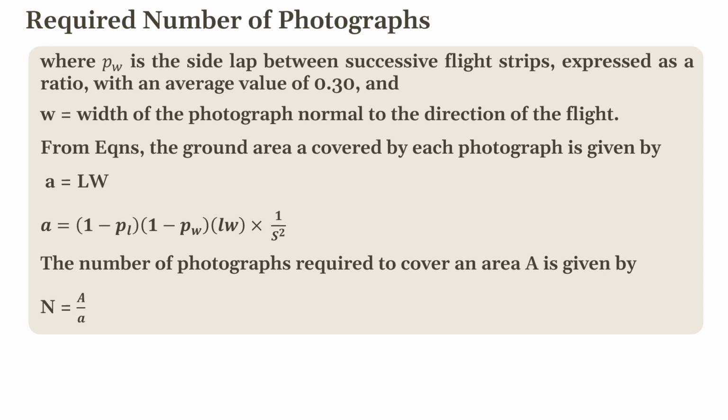The ground area small a covered by each photograph. The formula is a = L × W. Plugging in our previously obtained values, we can obtain a = (1 - PL) × (1 - PW) × l × w × (1/S²). Finally, the number of photographs capital N required to cover the total area capital A can be calculated using N = A / a. This gives an approximate number because ground areas are often irregular, making it tricky to plan straight parallel flight strips of equal width. But for a rough estimate, it works pretty well.